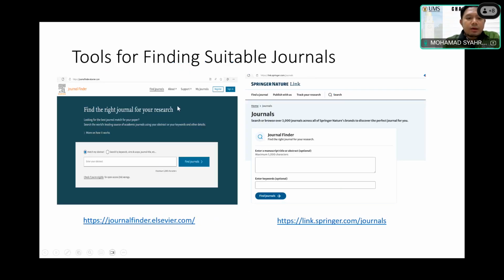Okay, tools for finding suitable journals. We have the Journal Finder for Elsevier and for Springer Nature. These are two famous ones that most researchers or scholars use to publish. Okay, the top publishers.